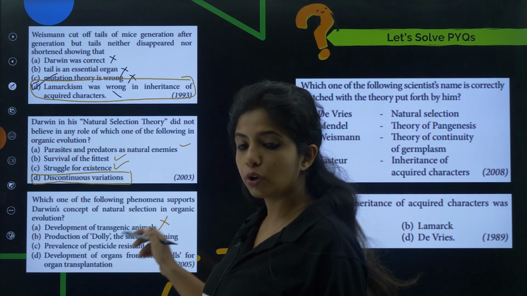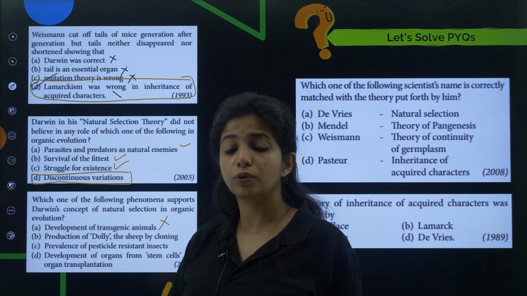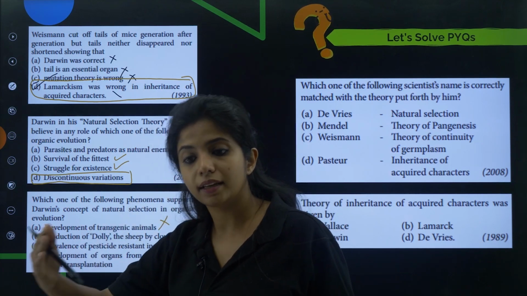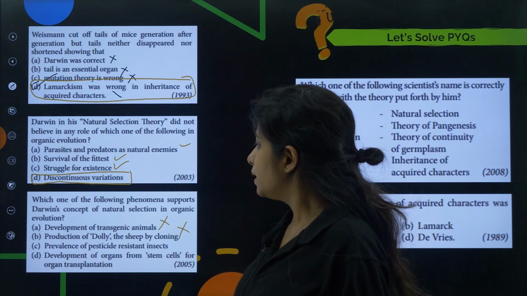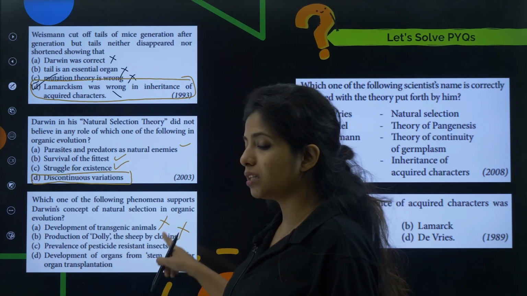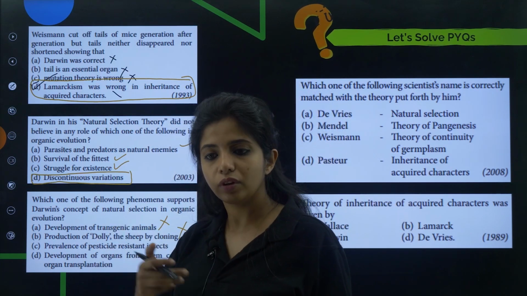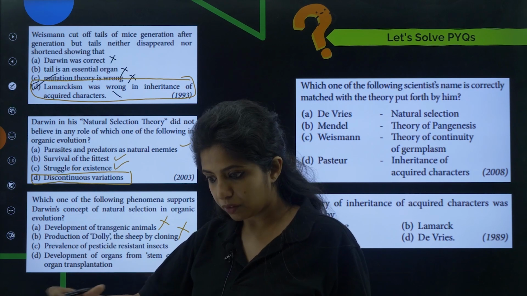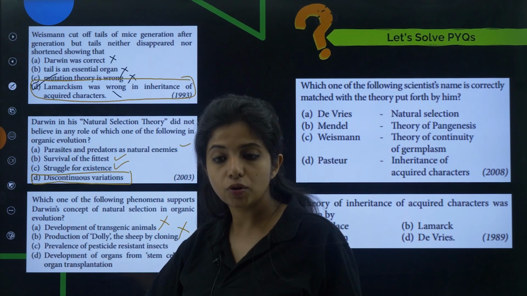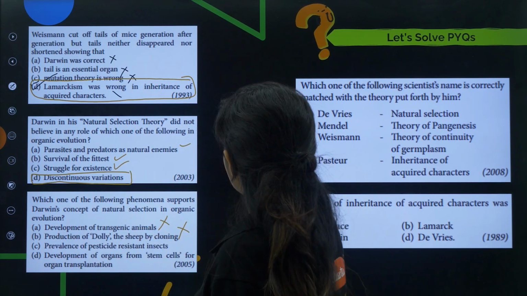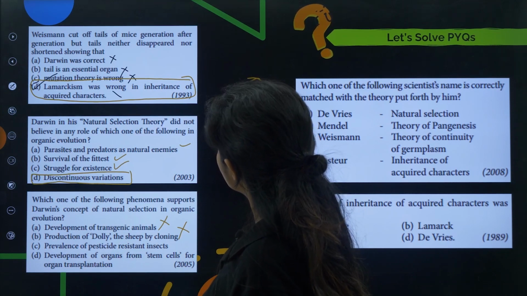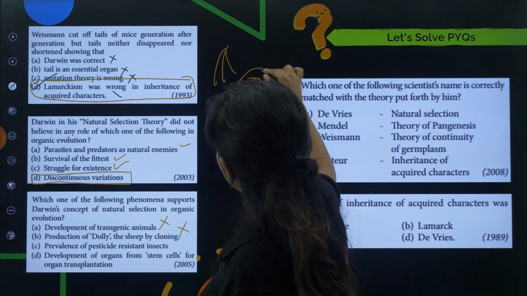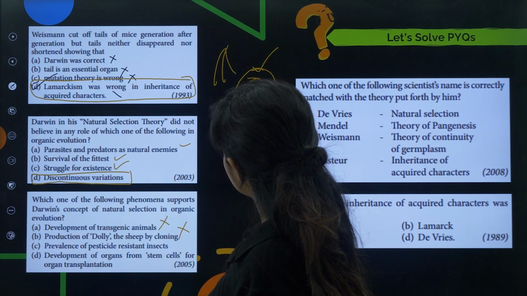Production of Dolly the sheep by cloning. So Dolly was an excellent sheep over there which was produced by cloning. Again, a man-made thing is there. We are not doing it naturally, it is not getting selected. This is again wrong. Prevalence of pesticide resistant insects. So over here nature is selecting, even though we put pesticides and everything, but variations were occurring naturally in this insect. For example, there is insect A and there is insect B. Some variations were there in insect B, which is why when pesticide was put, it was able to survive. So this is, nature is selecting it now.